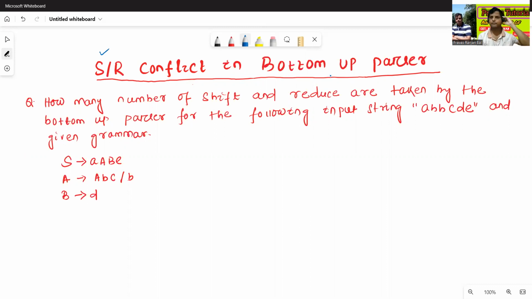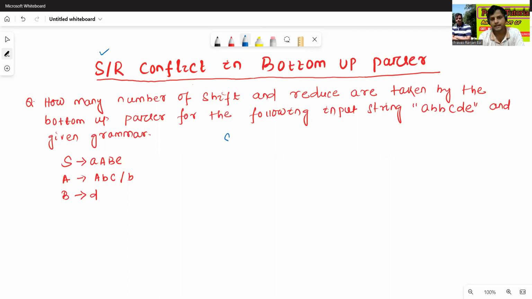So what is the meaning of SR conflict in a bottom-up parser? We have already discussed the bottom-up parser in the previous class. Now, in today's class, we'll discuss the SR conflict. What is the meaning of SR conflict in a bottom-up parser?